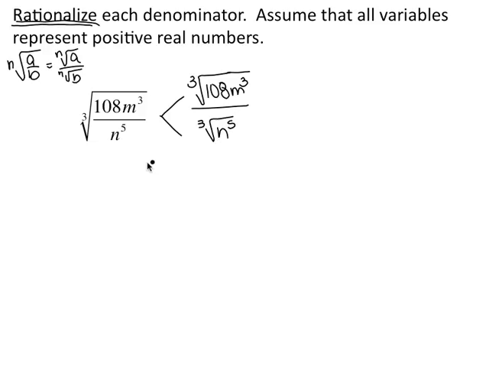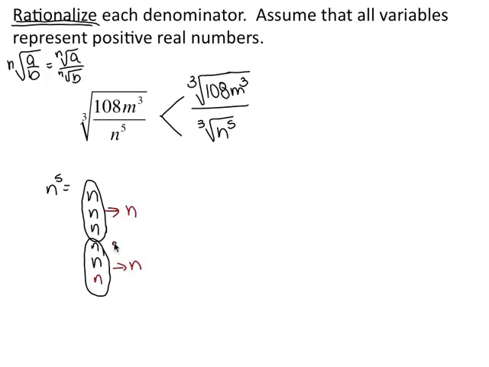So if I do the prime factorization of n to the fifth, that means we have 5 n's. So 1, 2, and we want to get them out in groups of 3. So this would be one group, and here we would be missing 1 n so that we can get this one out. So from here we would get 1 n, and from here we would get another n. So to rationalize the denominator, we need one more n so that we can get all of them out.